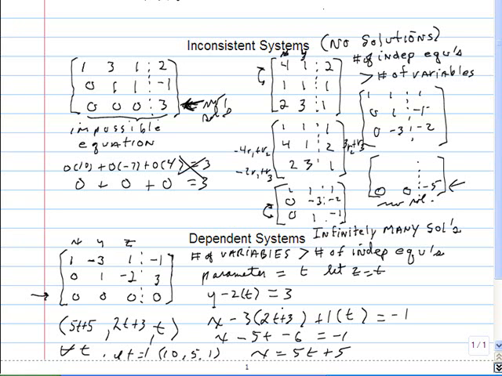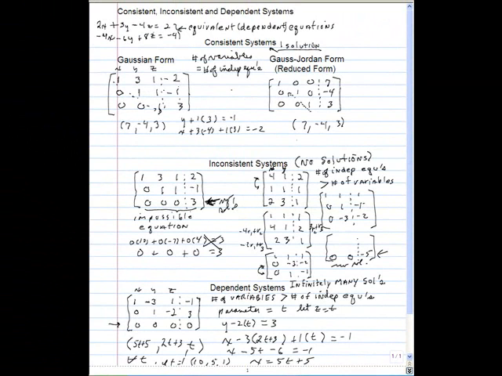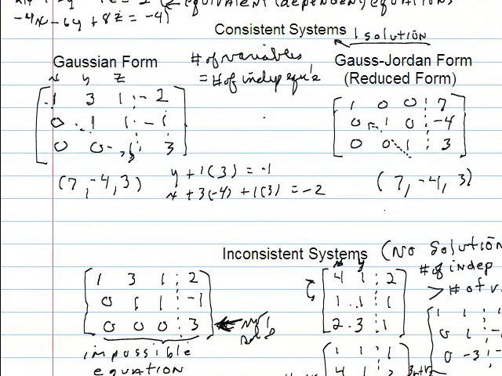So as a quick recap, consistent systems have one solution. You can usually tell it from its structure. If you reduce it to Gaussian form and you still have the same number of equations as you have variables, in this case 3 and 3, you've got a consistent system with one solution. In inconsistent systems, you're looking for that impossible equation. If you either have an impossible equation or you have more equations, in this case 3 equations and only 2 variables, that's going to lead you down to that impossible equation as you try to pursue your Gaussian solution.